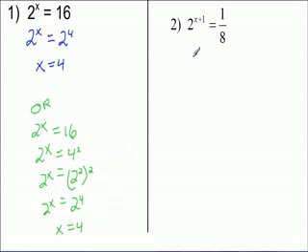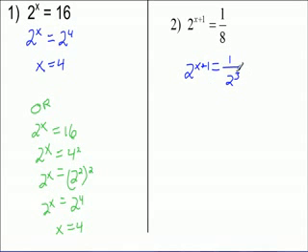Next example, I have 2 to the power of x plus 1 equals 1 over 8. Again, you want them to have the same base. And what I know about 8 is it is equal to 2 cubed. Your knowledge of exponents here is going to be very important, to know what 2 cubed is equal to, and 3 cubed, and all that kind of stuff.